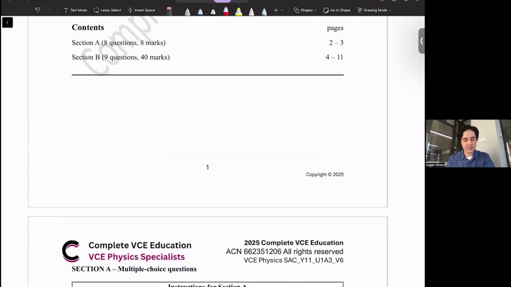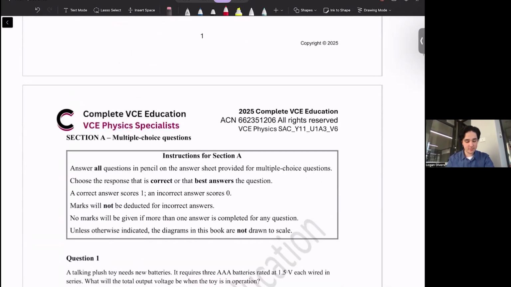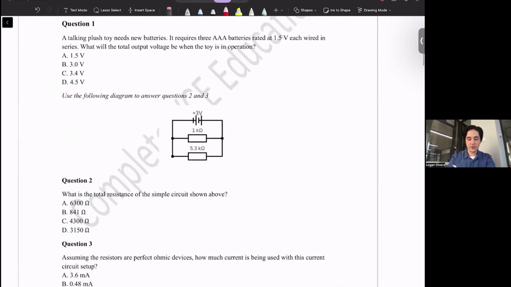First, we get started with section A, which will be 8 multiple choice questions to start. So, question 1. A talking plush toy needs new batteries. It requires 3 AAA batteries rated at 1.5 volts each, wired in series. What would be the total output voltage when the toy is in operation?